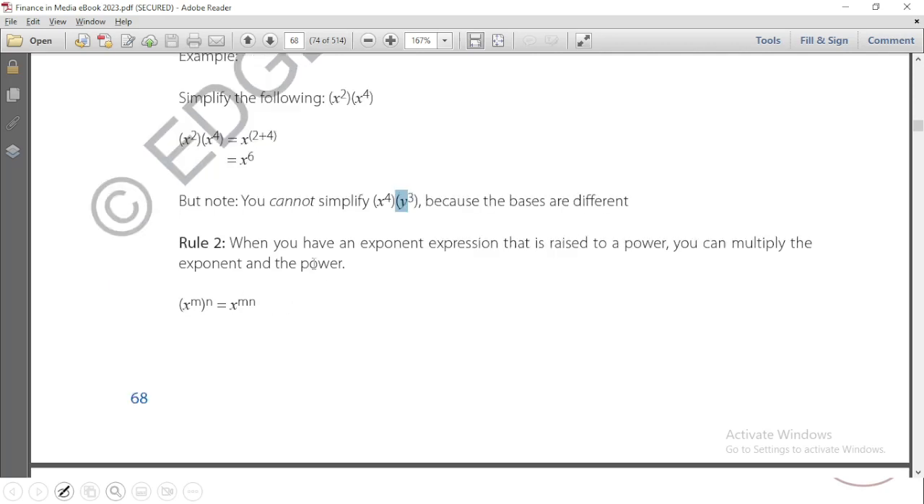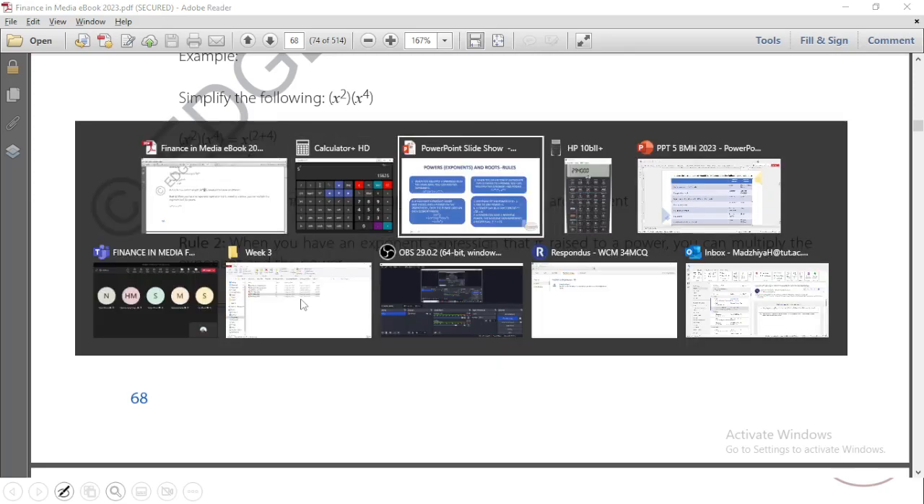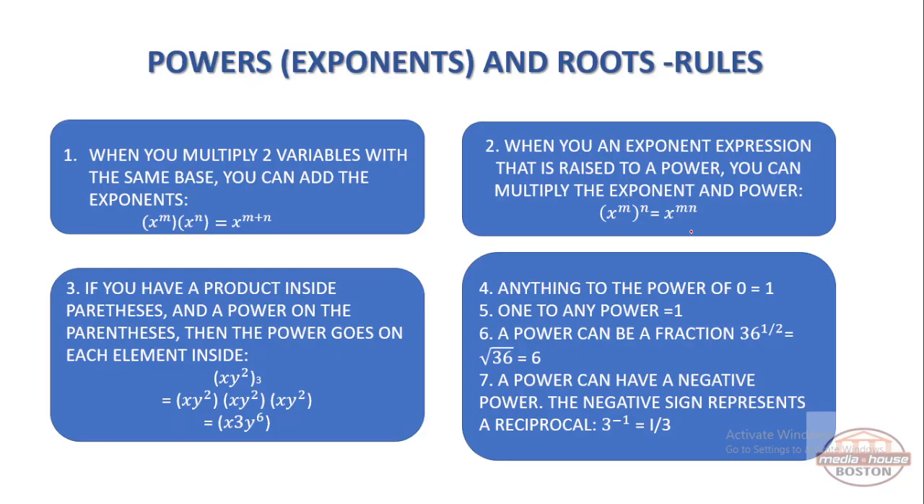Rule number 2 says that when you have an exponent expression that is raised to a power, you multiply the exponent and the power. So if you have x to the power of m, all to the power of n, it is going to be x to the power of m multiplied by n. So this is another rule. Meaning if you have 5 to the power of 2 and outside the bracket it's 4, you go and say 2 multiplied by 4, giving you 8. Therefore it's going to be 5 to the power of 8, and then you calculate your answer. That is the simplification you can perform even if your base is unknown.